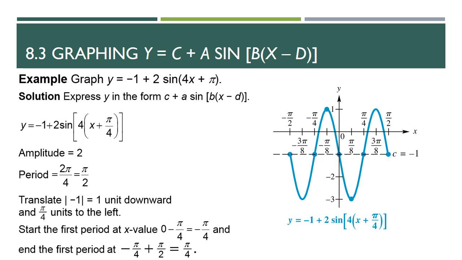We need to translate it 1 unit downward and pi over 4 to the left. And we're going to start at the x value of negative pi over 4, and we're going to end at positive pi over 4. And there you see the graph.